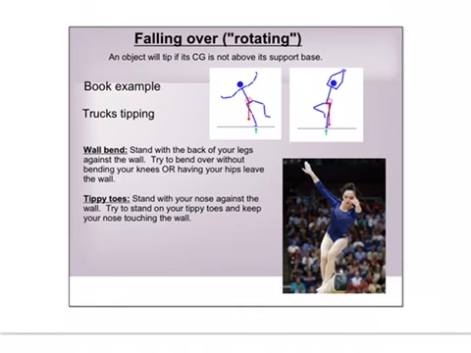So with the wall bend, stand with the back of your legs up against the wall. So find a spot along the wall or the cabinets where you can put your heels and the back of your legs entirely up against the wall, and try to bend over without bending your knees or having your hips leave the wall. So your hips would continue to touch the wall and you keep your knees straight. Okay. See what ends up happening.